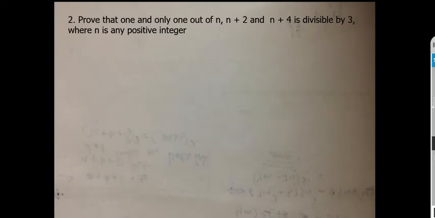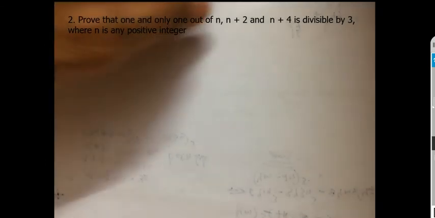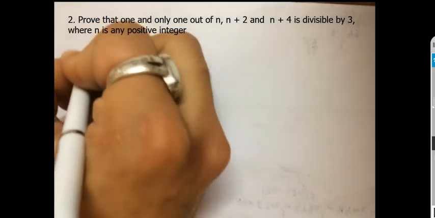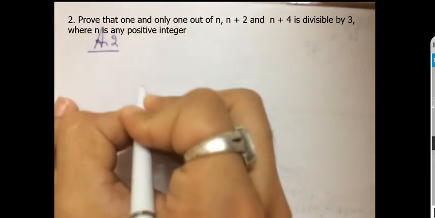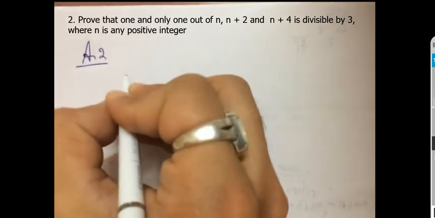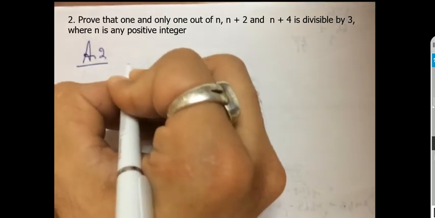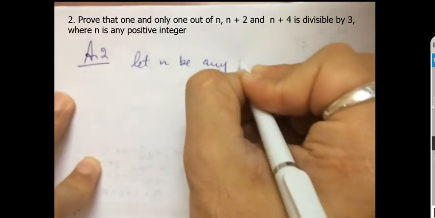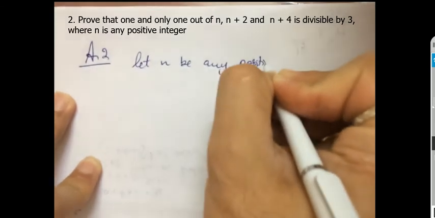Now we will do this extra question from NCERT Example. Prove that one and only one out of n, n plus 2 and n plus 4 is divisible by 3, where n is any positive integer. How to solve such a question? Let's see. First step is, we will write: let n be any positive integer.